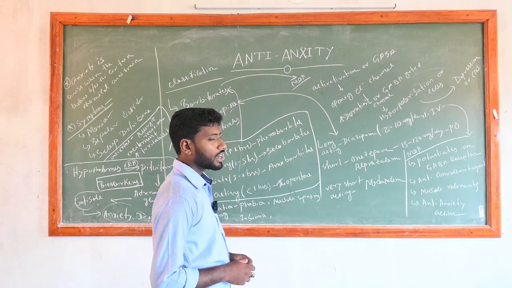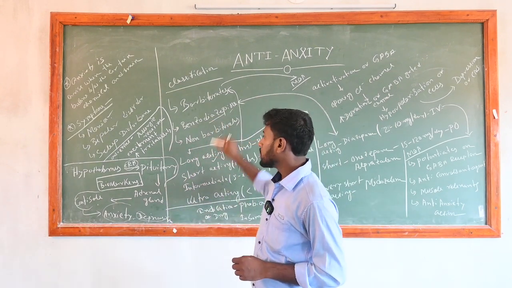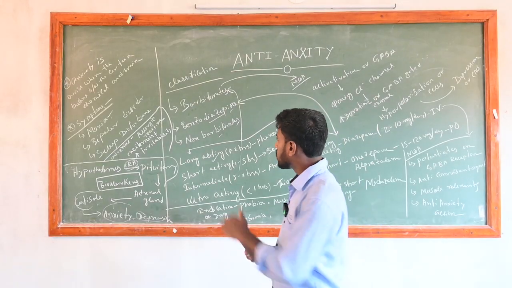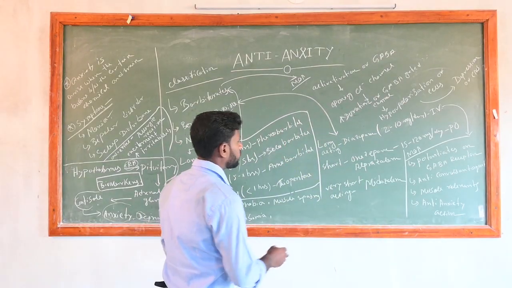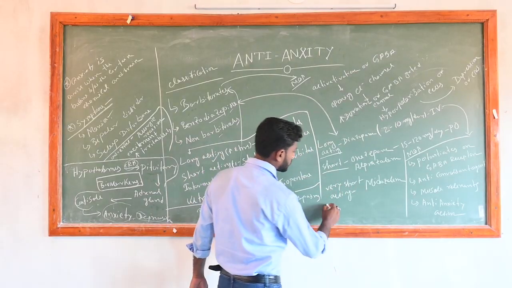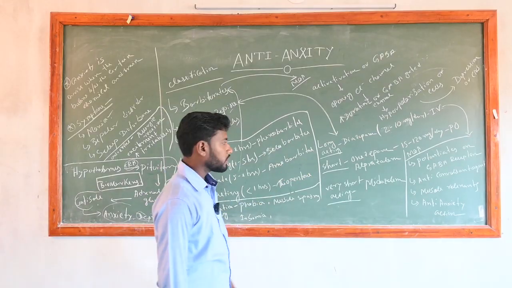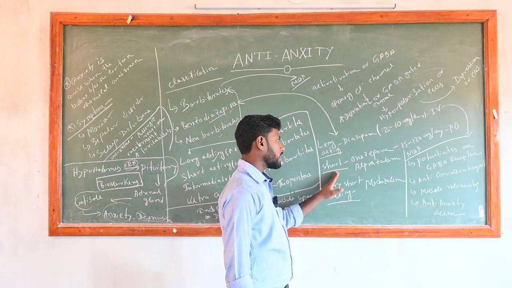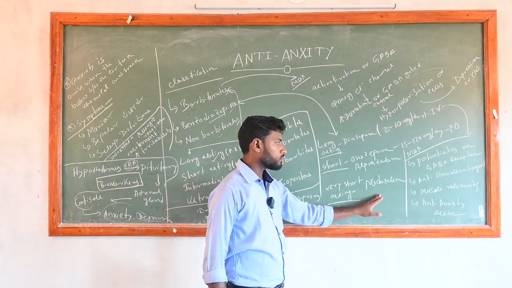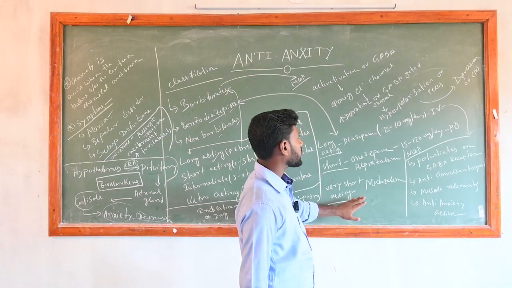Now, the second class of drugs is the benzodiazepines. The benzodiazepine group is the same as the barbiturates: the first class is long acting, the second is short acting, and the third is very short acting. Long acting includes diazepam and flurazepam. Short acting includes oxazepam or alprazolam, and very short acting includes midazolam.